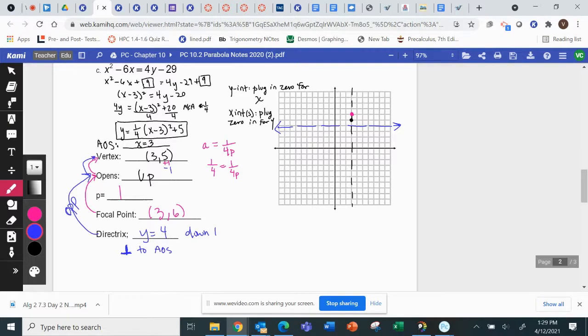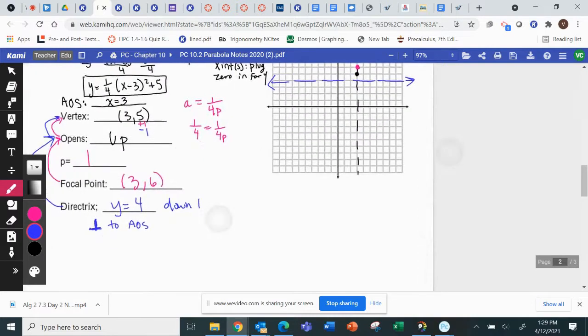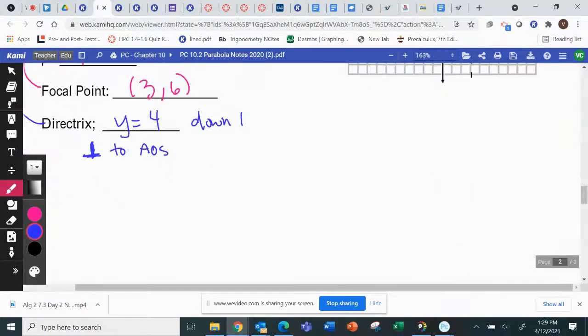When we did this stuff before, if it was in vertex form, we used a transformation table. So I'm going to use a transformation table. If you want to do x and y intercepts, it's going to be up to you. But I'm going to talk about x and y intercepts after I do my transformation table. Okay? So I'm going to do the transformation table. 1/4 (x minus 3)² plus 5. I'm just going to copy down that equation because I can't see it.